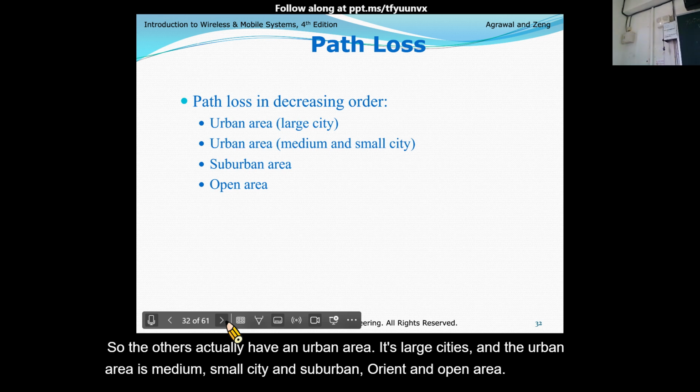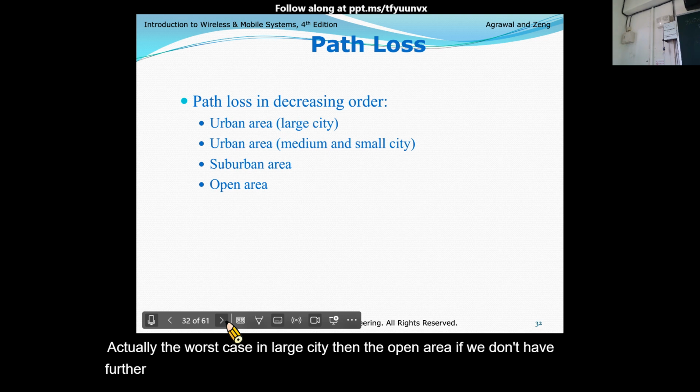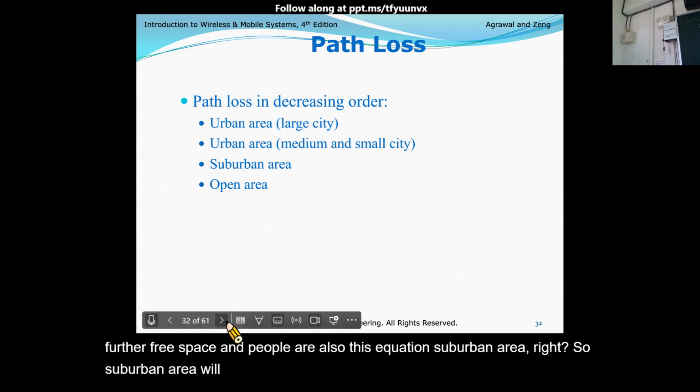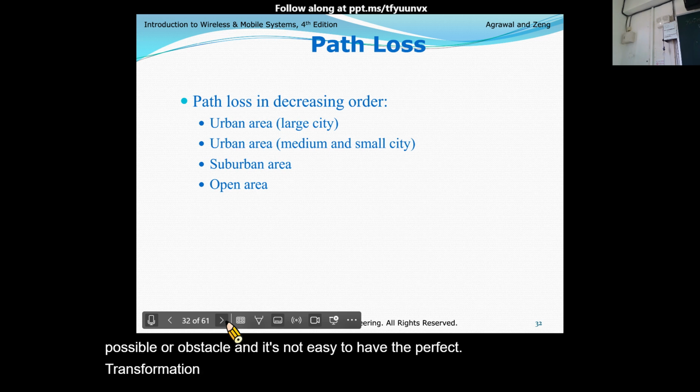So the trend here, actually the worst case is in the large city, then the open area if we don't have the free space. And previously I asked you this equation, suburban area, right? So suburban area we still have the trees, and so of course we still have possible obstacles, and it's not easy to have the perfect transmission or propagation. So suburban area gets even better, but still worse than the open area.